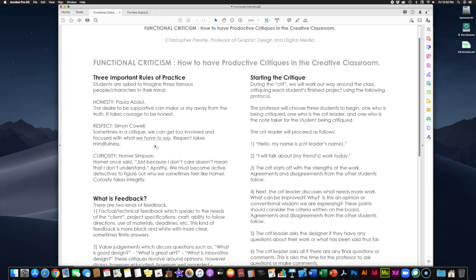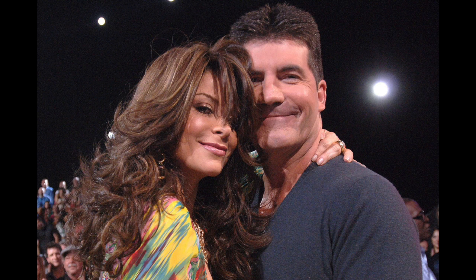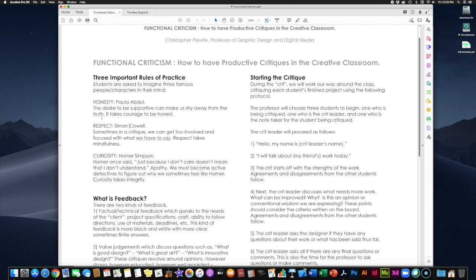These three characters here are meant to epitomize the way you don't want to be when you are critiquing somebody's work. If you remember early seasons of the TV show American Idol, there were three judges, but the two we're focusing on are Paula Abdul and Simon Cowell. Now, that's unimportant, but what is important is the personality type.